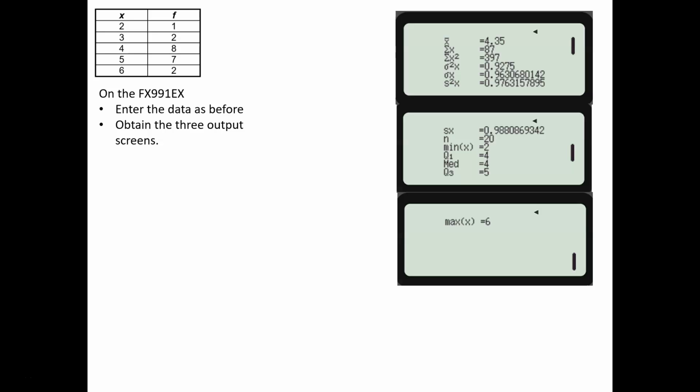Now, really usefully, if we enter on our Casio FX991EX calculators the data in exactly the same way as we did in previous videos in order to work out the mean of the data, then we obtain the 3 output screens in exactly the same way as before. The value of the mean occurs at the top of the first output screen, and the value of the variance of this data also occurs on that first screen.